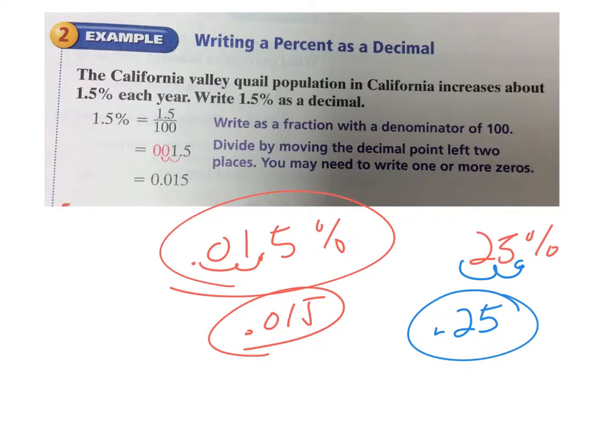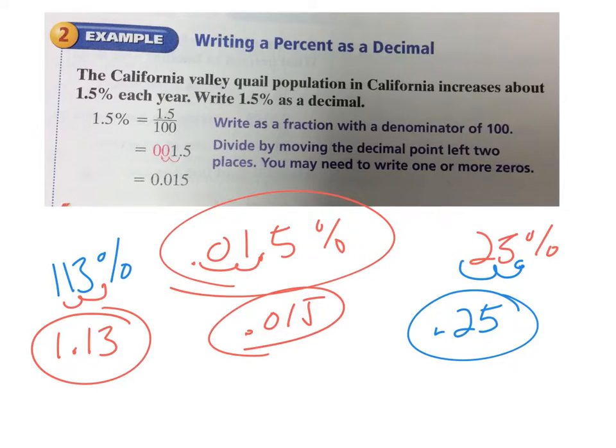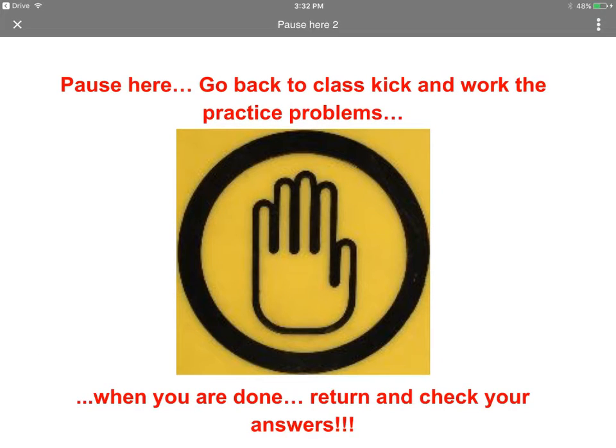If I give you 113%, the decimal starts here, boom, boom, right? It becomes 1.13 as a decimal. So percent to decimal, because decimals are small, bump it 2 to the left, because left is smaller. Or like they show, divide by 100. It's your choice. Either way is fine. But again, bump it to the left, boom, there you go. Pause here, head back to Class Kick, and work a few.